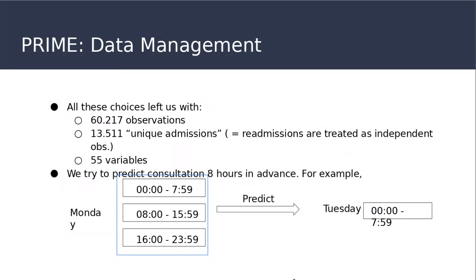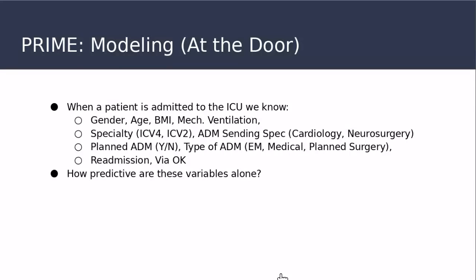And then let me tell you a little bit about the first phase of the modeling. So we started with a model called, let's say, at the door. When a patient is admitted in the ICU, we already know a few things. We know about their gender, their age, the BMI, whether they were on mechanical ventilation, right? So whether their breathing was supported. We know which specialty sent them. We know whether it was a planned admission or not. The type of admission, was it emergency, medical, or planned surgery? Whether it was a readmission, and a variable called VIK, which, if I recall correctly, means whether this patient came straight from the surgery or not.